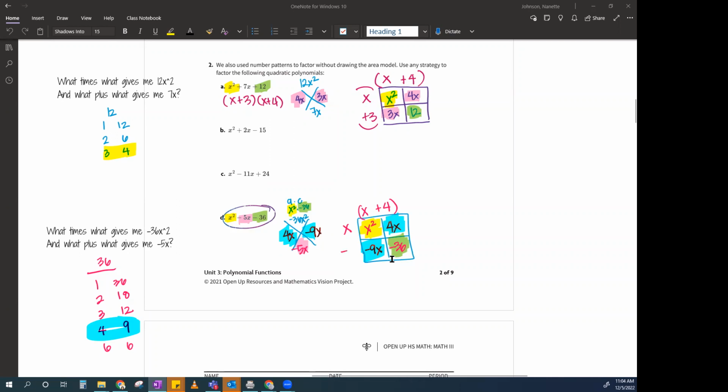There's your other factor. And then your check. Negative 9 times 4. Is it really negative 36? Is it really negative 36? And the answer is yes. Yes, it is. Okay. So very good. So then you would rewrite this as this: x plus 4, x minus 9.